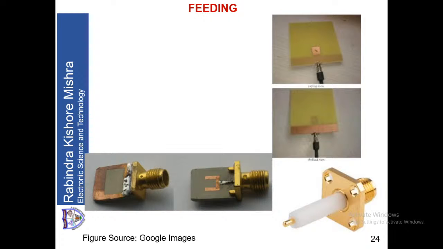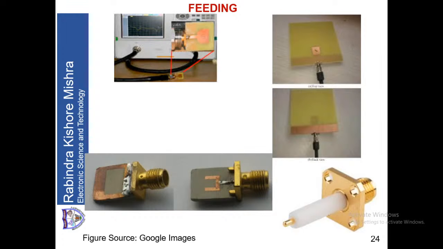So if I am in the transmitting mode, from the source the energy has to come to the patch, or if in the receiving mode, the energy received in the patch has to go to the circuit. So that is why we require a coaxial cable. The coaxial cable will be connected to this conductor. Now you can see that here.